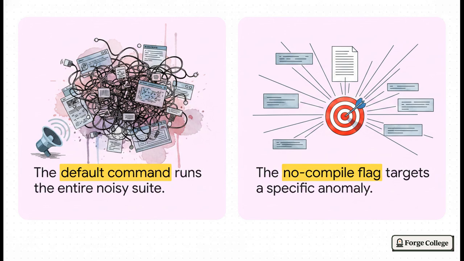Look at this comparison. Instead of just running npx hardhat test, which clumsily runs the entire noisy suite, we need laser focus. By pointing directly at a specific file, say test/token-transfer.test.js, and slapping on the --no-compile flag, we save time because we know the contracts haven't actually changed yet. We're cutting out all the distractions and isolating the specific anomaly so we can reproduce it in a totally controlled environment.